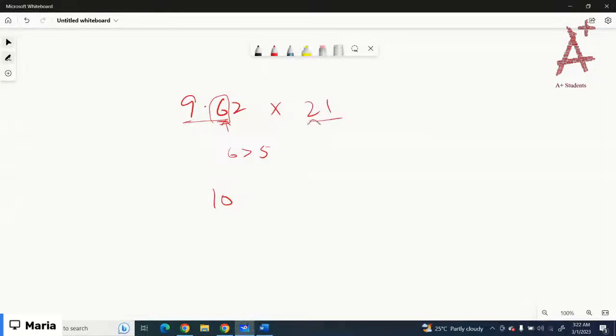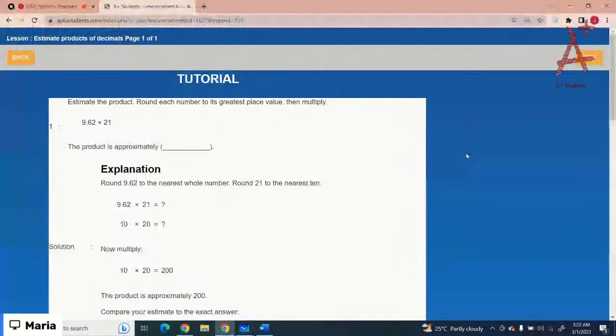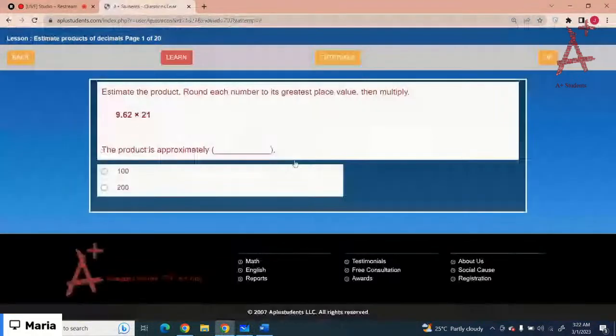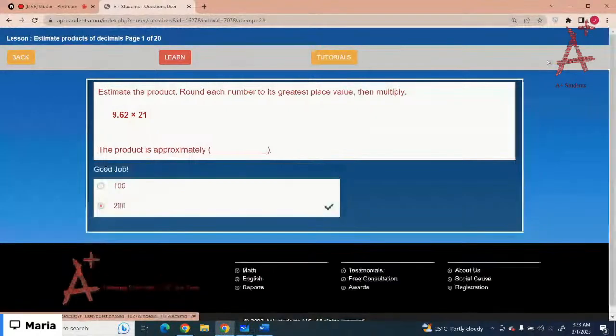Then you have 21. So the greatest place value is 2. You round to the nearest 10. So 21 is rounded off to 20. Got it? So you have to do 20 times 10, which is 200. So the correct option is 200. Got it? Okay, let's just start with the test questions. That is the one we just did on board. 9.62 times 21 is rounded off to 10 and 20, so it would be 200. Got it?